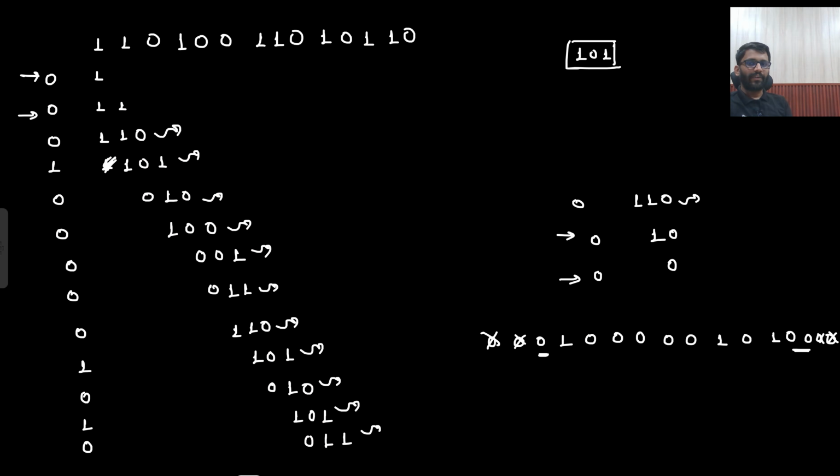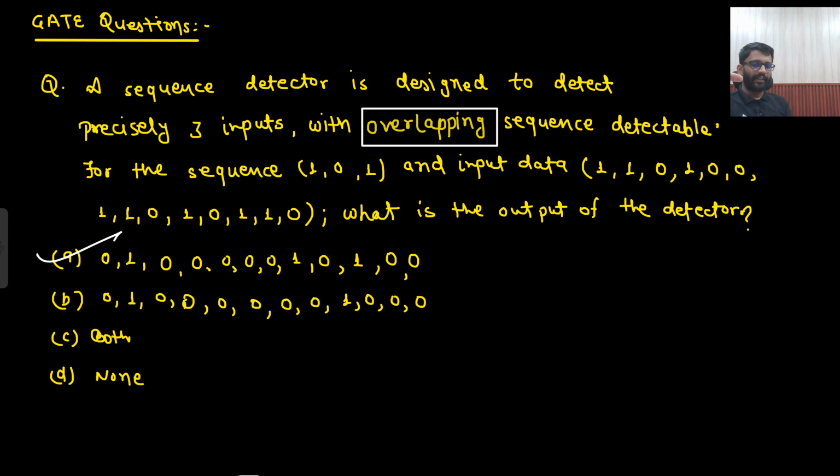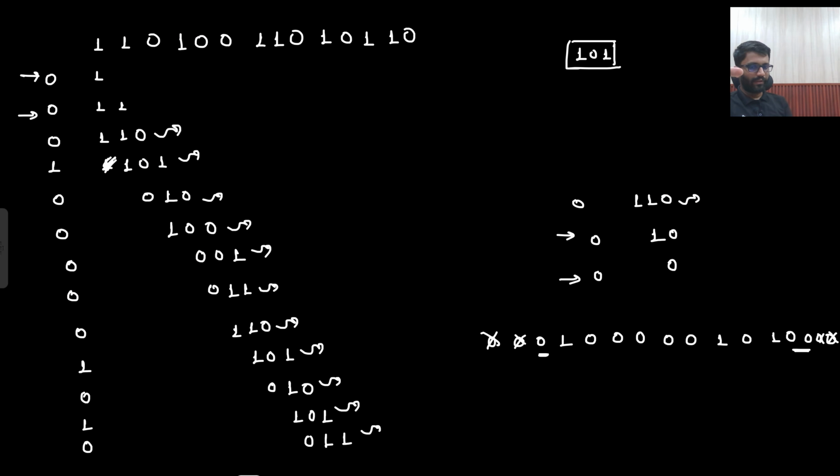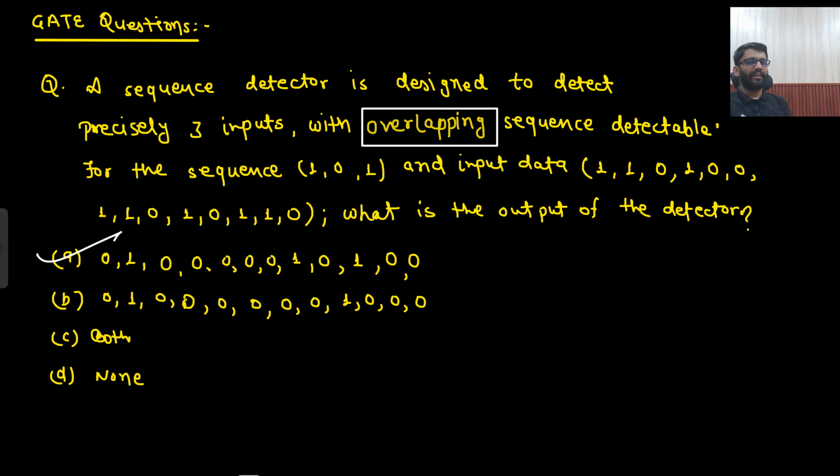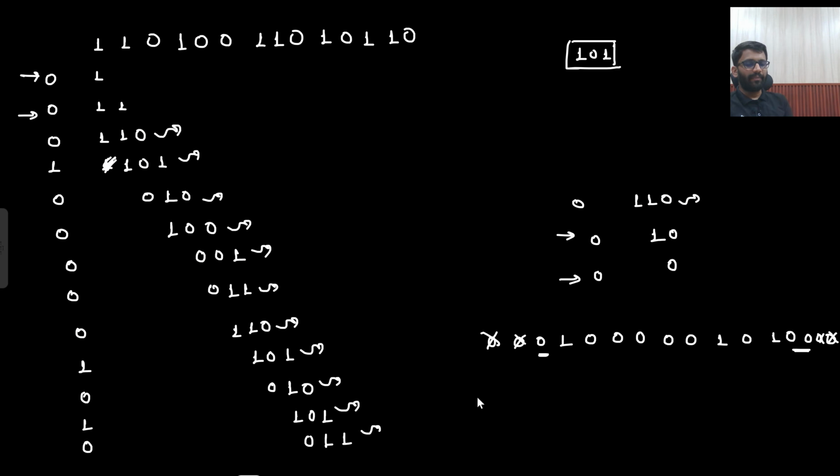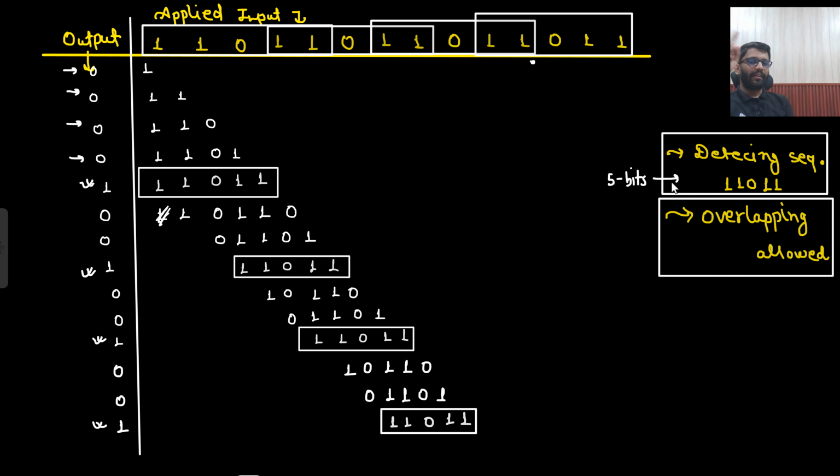So I hope you must have understood this particular concept, that is how do we detect a particular sequence, overlapping allowed, overlapping not allowed. And the important thing is you need to see that only 5 bits will be there in the register if we are detecting 5 bits, and if we are detecting 3 bits, there should be 3 bits in the register.